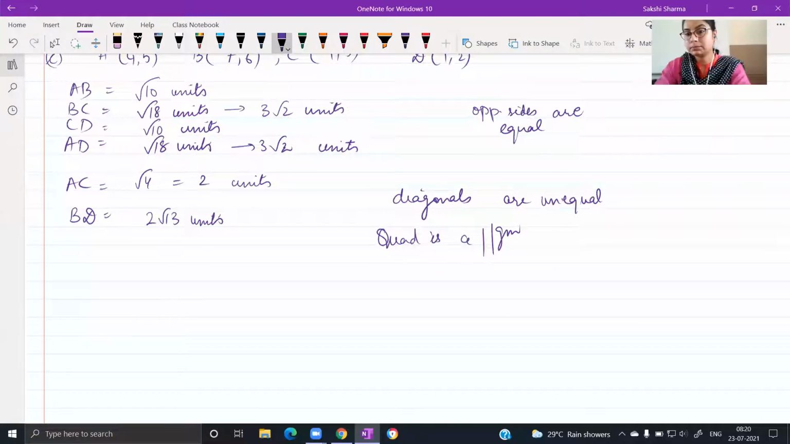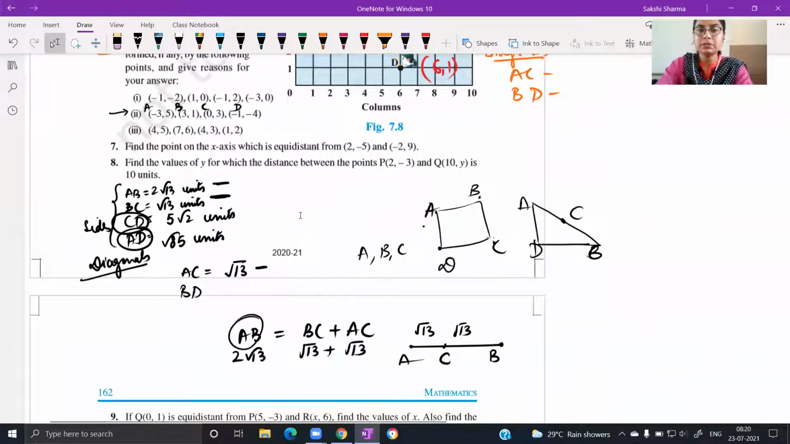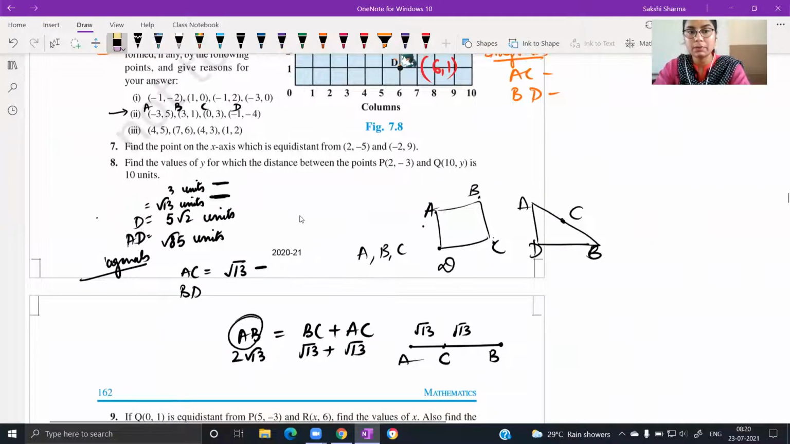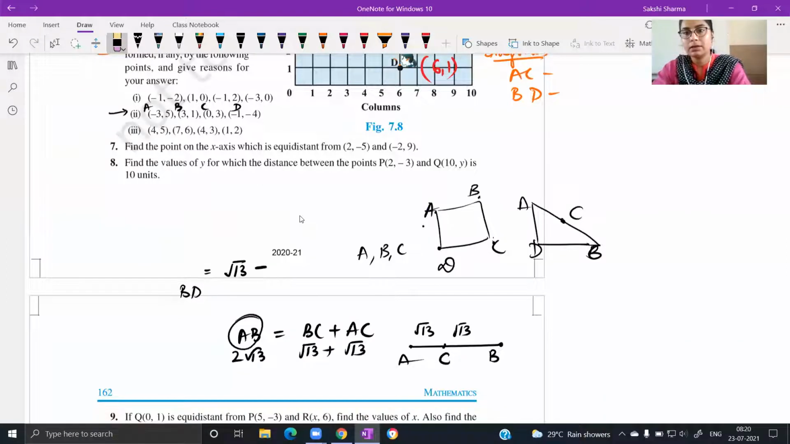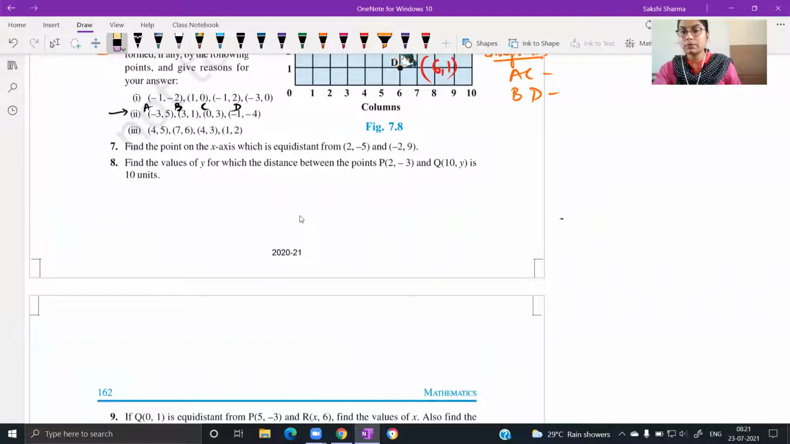Okay. Next question. So question number 7 onwards, these are important types. 7th question, you have to find a point on x-axis which is equidistant from the given points. So you can refer to the given points as A and B. We are looking for a point which would be on x-axis, and the distance of that point from A and B would be equal. So let us say the point is P. Let us assume the coordinates are x, 0.